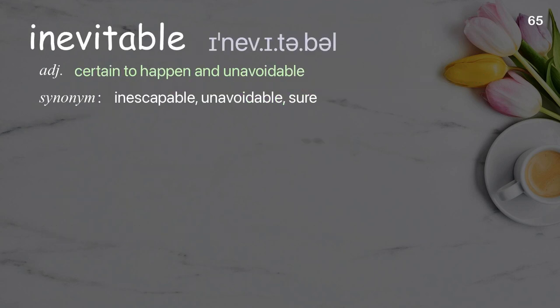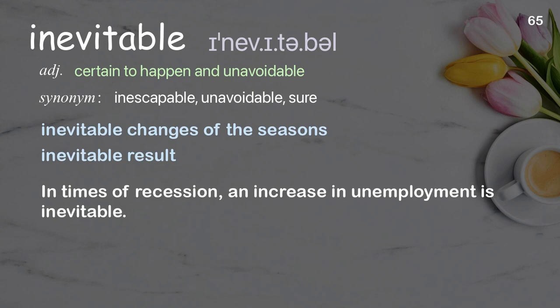Inevitable. Certain to happen and unavoidable. Examples: inevitable changes of the seasons. Inevitable result. In times of recession, an increase in unemployment is inevitable.